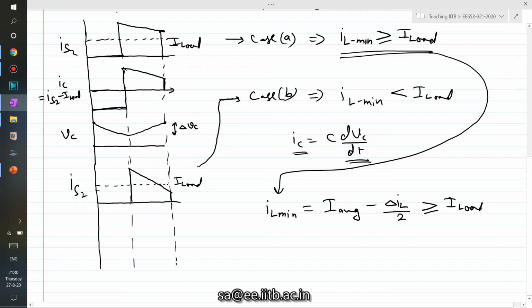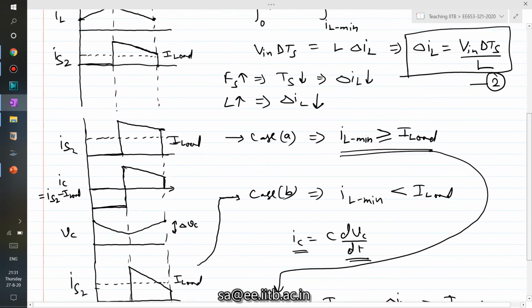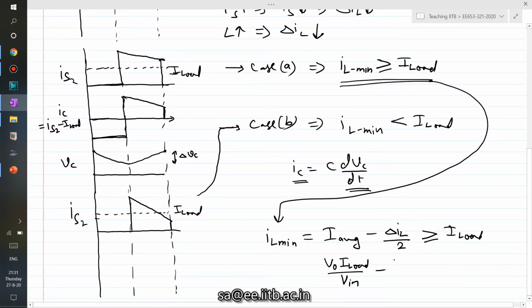The inductor current average value, since this circuit is ideal, I can write by equating the input and output power as VO into I load average upon Vin, minus delta IL by 2. Now delta IL I have found just above as equation number 2, so I can substitute it as Vin dTs by L. This expression should be greater than or equal to I load.